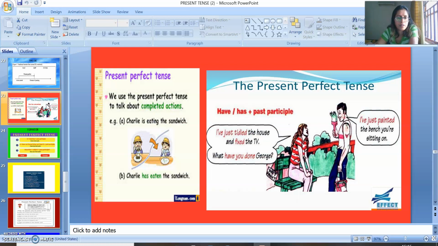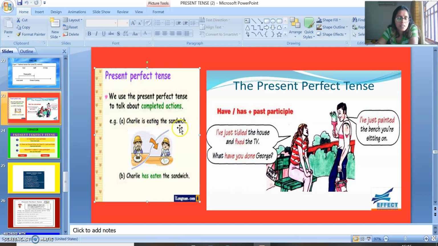So moving on to my next slide. Yeah, here comes my next slide. So present perfect tense. We use present perfect tense to talk about completed actions. I hope it is clear to everybody. Let's understand the difference between these two sentences. First one is Charlie is eating the sandwich, and the second is Charlie has eaten the sandwich. Can you notice the difference? Yes, you can notice, because I have already explained this type of sentence.